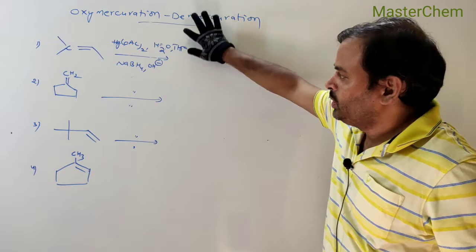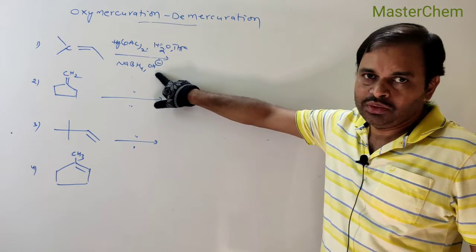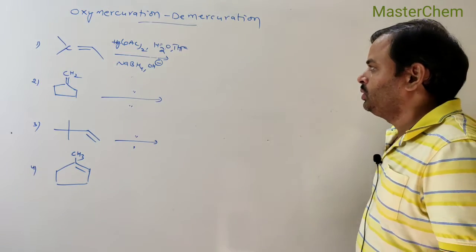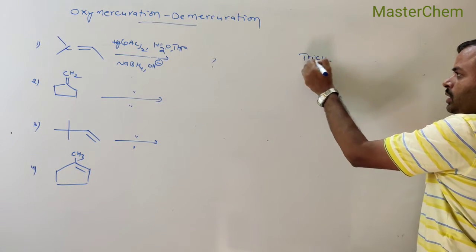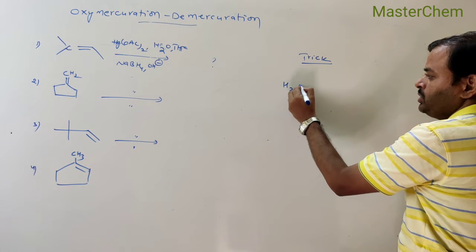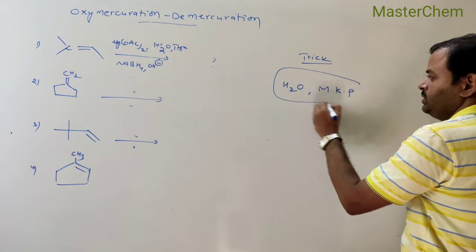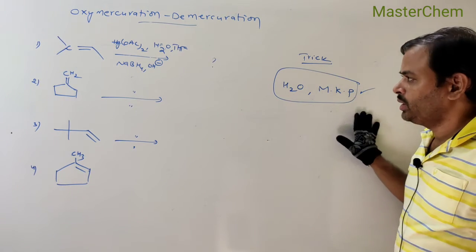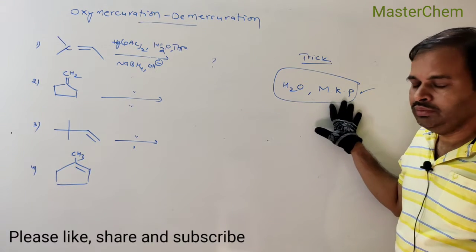Okay, so we know that this is the first step, oxymercuration step, and this is the second step, demercuration. Okay, so what is the trick or tip for this reaction? How to write the product? Addition of H2O, Markovnikov's product. Just this is the trick to write the product. Okay, hydration, just do hydration.